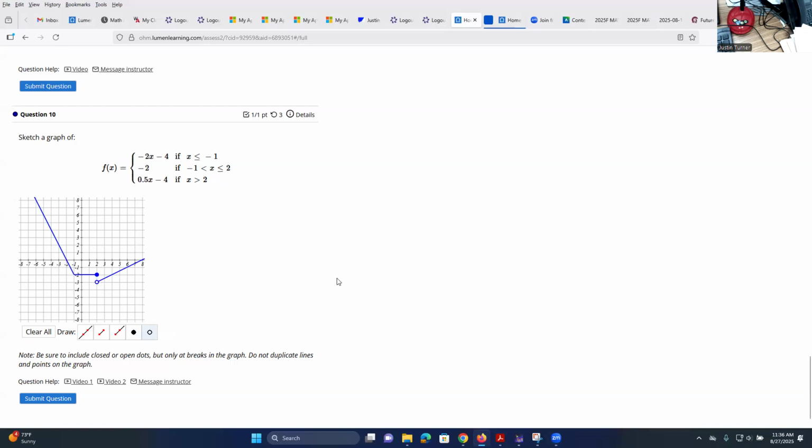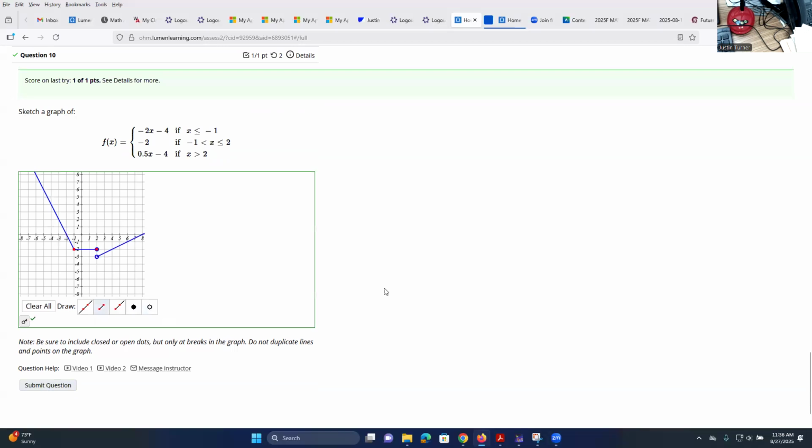That should be my graph. Now, if I hit submit question, they're actually happy with that. But that's a model as far as setting up your graph in the first place. And then, as the note says, be sure to include closed or open dots, but only at breaks in the graph. We had a break there, and so we had to really define whether they were open or closed points there. That's how this is working.